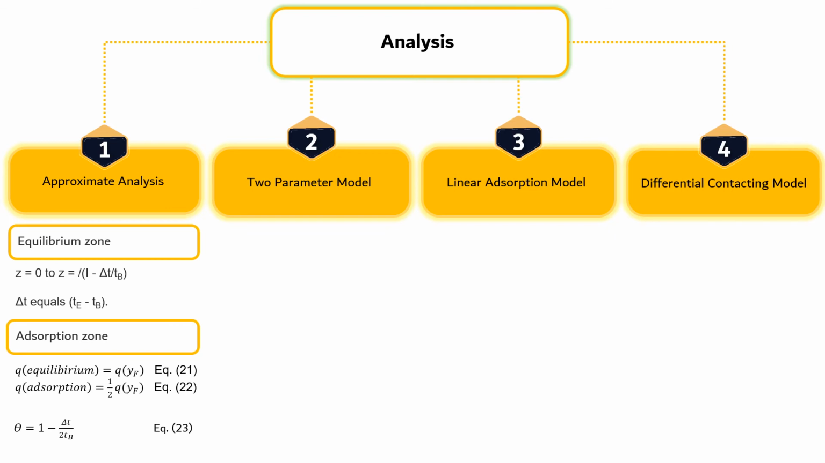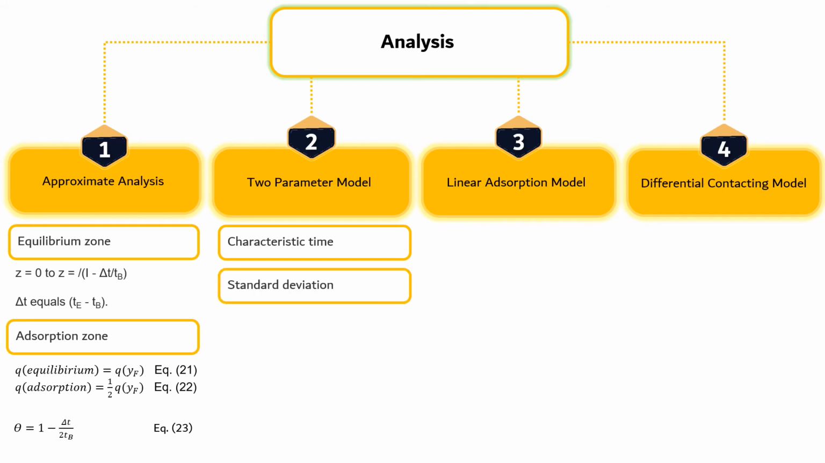Second, a two-parameter model. The breakthrough curve is described by two parameters: a characteristic time and a standard deviation. It is assumed that the breakthrough curve shown previously can be described by equation 24. The quantity erf(x) is the error function of x, and the values are given in the table.